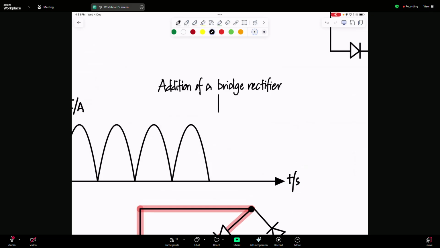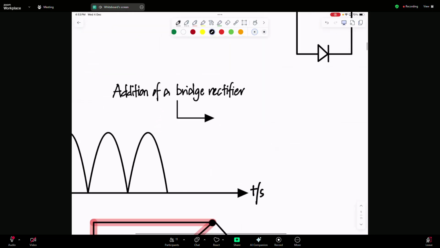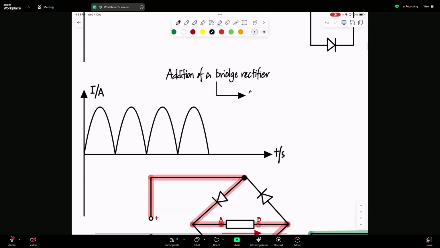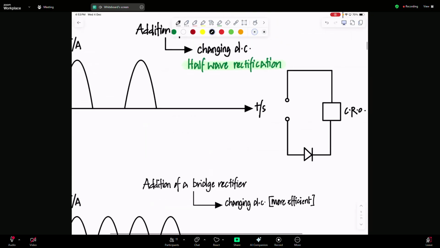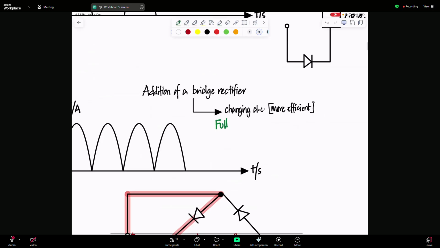So yeah, with the addition of a bridge rectifier, we do get an AC supply to DC supply, but once again, it's a what DC? Constant or changing? Changing DC, but with one advantage, more efficient, because you are getting back all the cycles. And there's a name for this. It was half-wave rectification. What would you call this? Right, this is called full wave rectification.